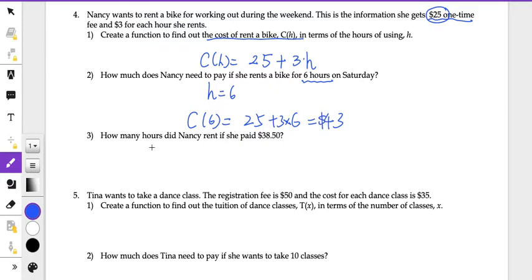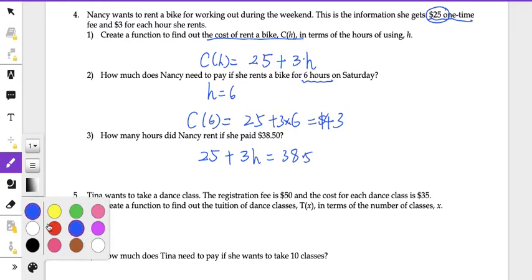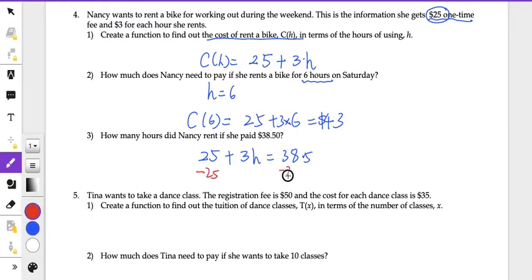So next, how many hours did Nancy rent if she paid that? As we know, the money she needs to pay always includes $25 as a one-time fee. Then we know each hour she needs to pay 3. Now we don't know how many hours, but we do know this is the structure. So we can just solve this equation like this. We subtract 25, and 3h will equal 13.5. So h will be 4.5, which means she rented 4 hours and 30 minutes, 4 and a half.